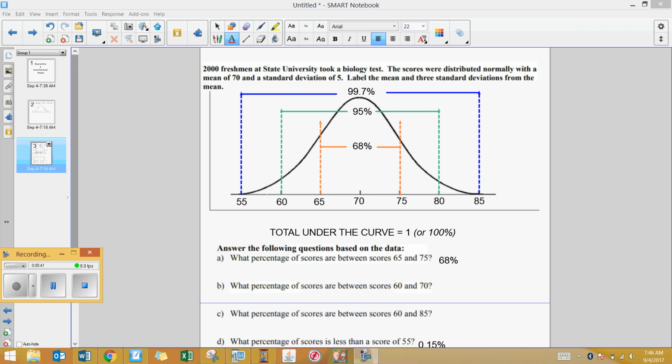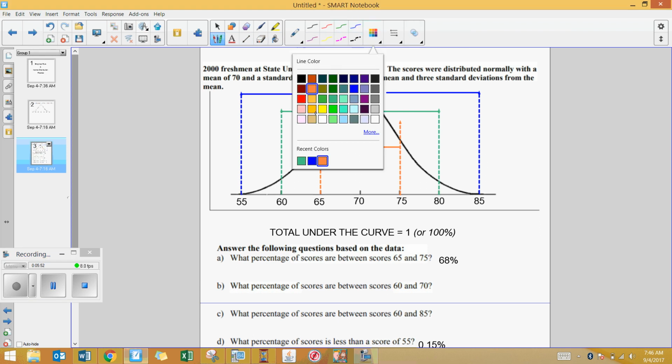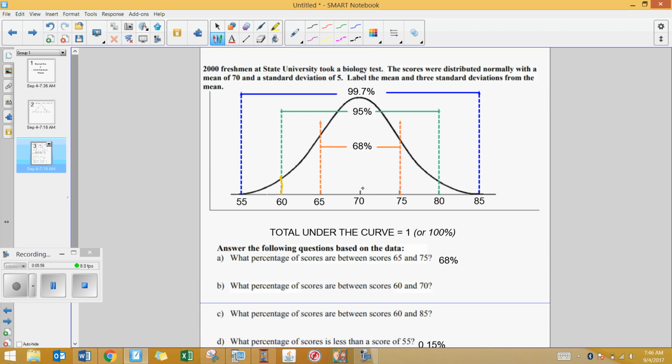B asks what percentage of scores are between 60 and 70. So between 60 and 70, we're going to need to draw that in our picture. Use a different color, this gold color. So from 60 to 70, that's only one standard deviation to the left.